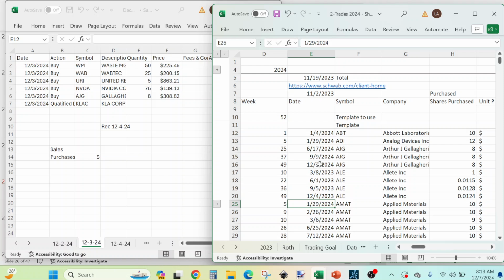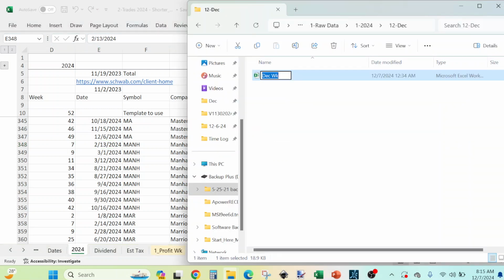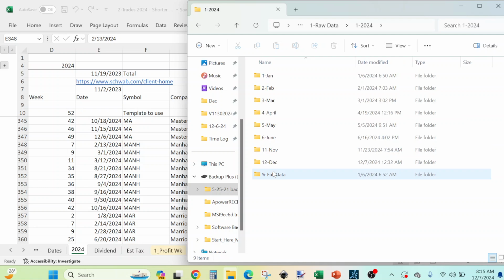Let's save our workbook. And when you are using your workbook, it's good to save copies of it every few days or so, or even daily, so that if it crashes on you, you'll be able to retrieve the previous one without losing too much data. We'll come back to this workbook.